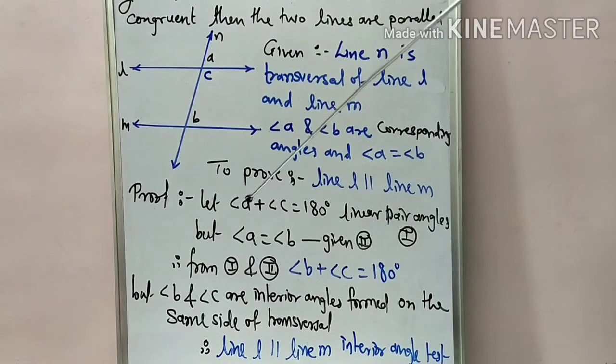So the first property, as we write down here: angle A plus angle C equals what? 180 degrees, linear pair angles. But it is given that A equals B, that the corresponding angles are congruent. So we replace that A with angle B. So from 1 and 2, we write down that statement as angle B plus angle C equals 180 degrees, and B and C are what? Interior angles formed on the same side of the transversal. So by the interior angle test, line L is parallel to what? Line M.